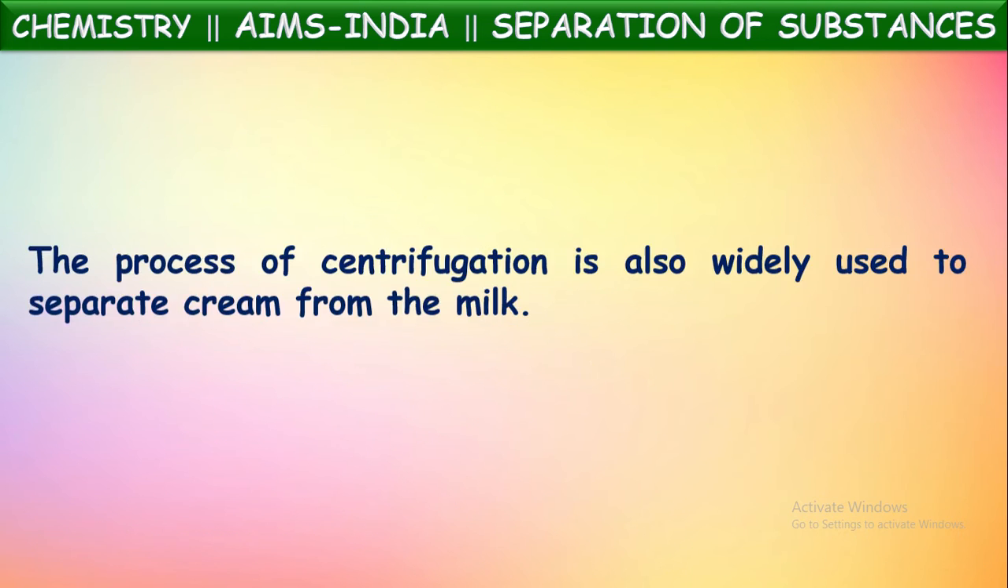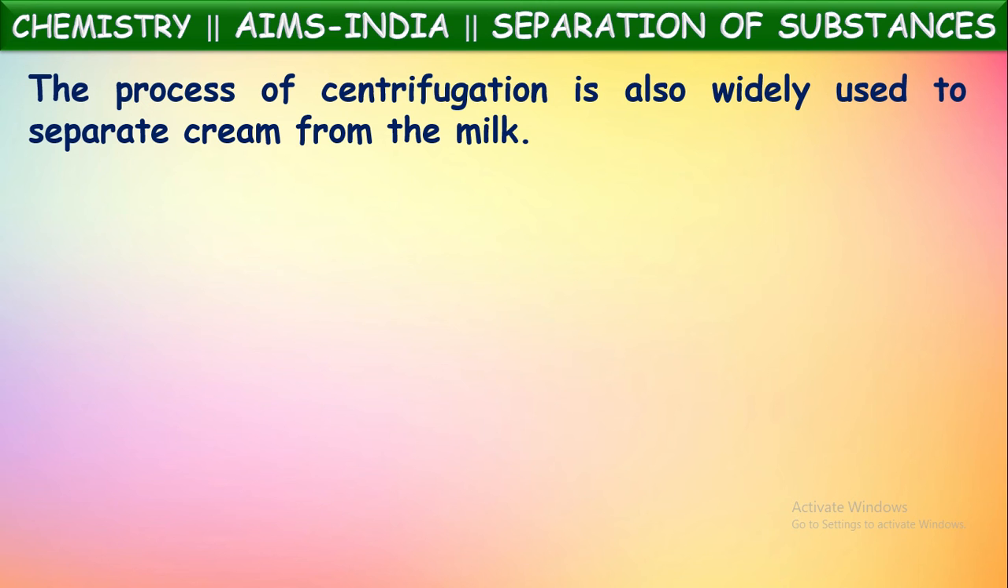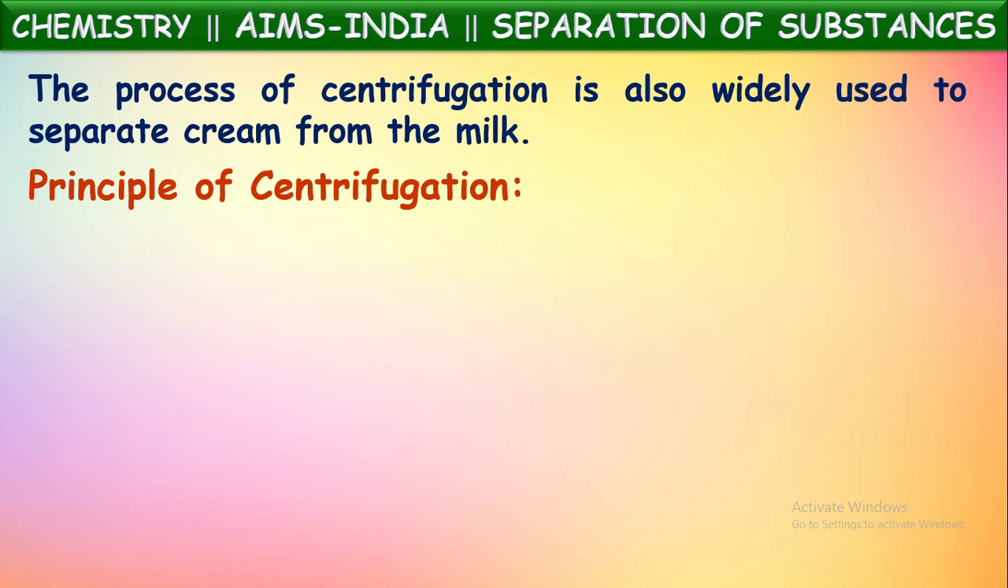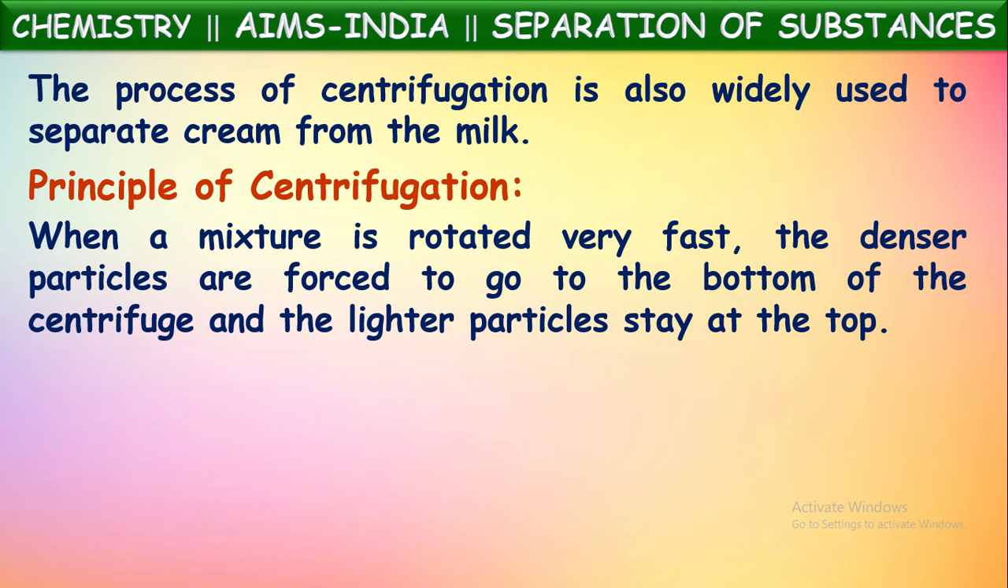Next, the process of centrifugation is also widely used to separate cream from the milk. Yes, just now we discussed. So cream from the milk is also separated by using the same technique, centrifugation. What is the principle involved in this centrifugation? When a mixture is rotated very fast, the denser particles are forced to go to the bottom of the centrifuge and the lighter particles stay at the top. This is the main principle in this.